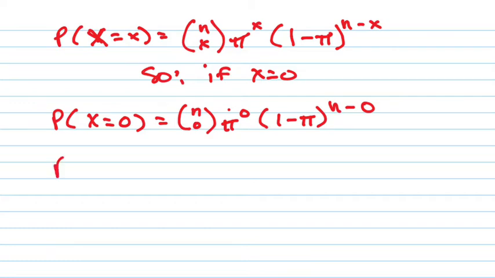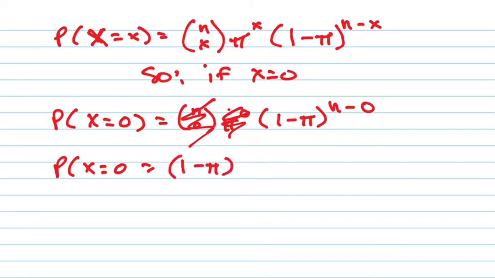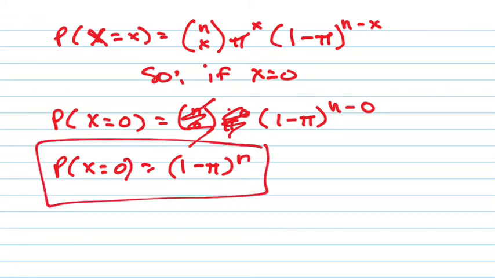And what's going to happen is that becomes a 1. And if it's a 1 and I'm multiplying with it, do I need it? Nope. That becomes a 1. And if it's a 1, I don't need it. So I get 1 minus pi, that stays. And n minus 0 is just what? N. So there's the way you're going to use the formula.